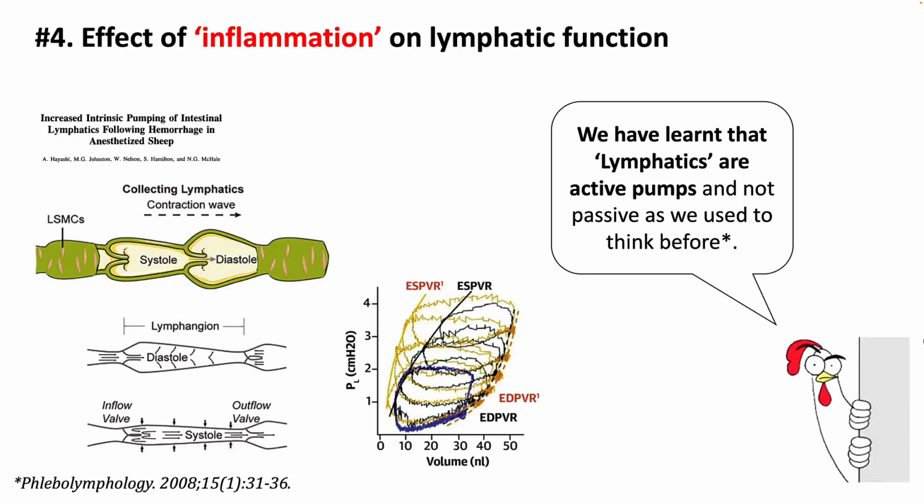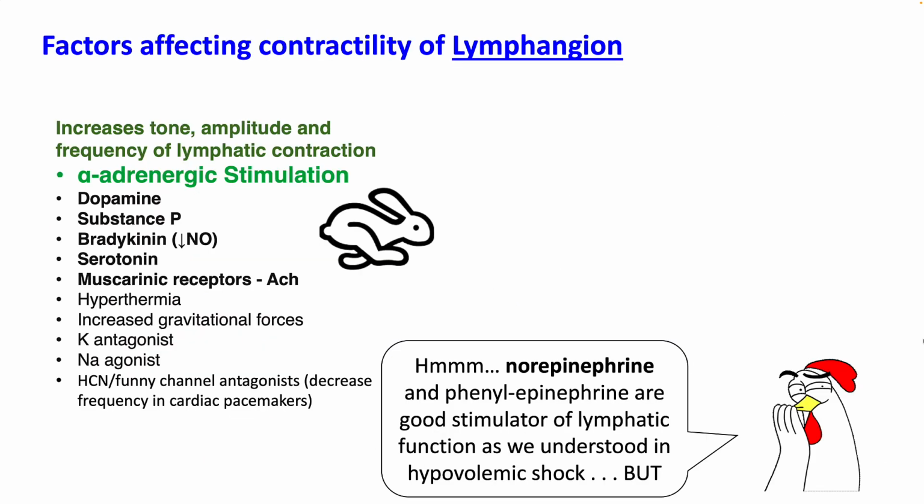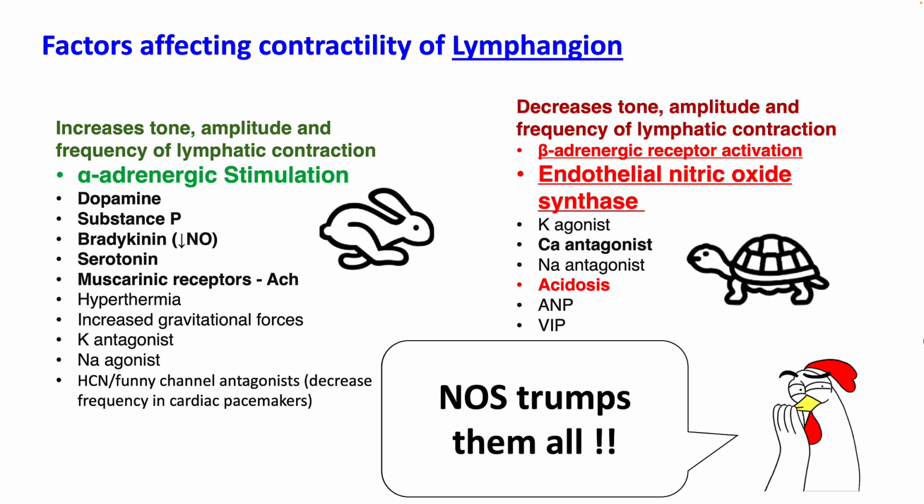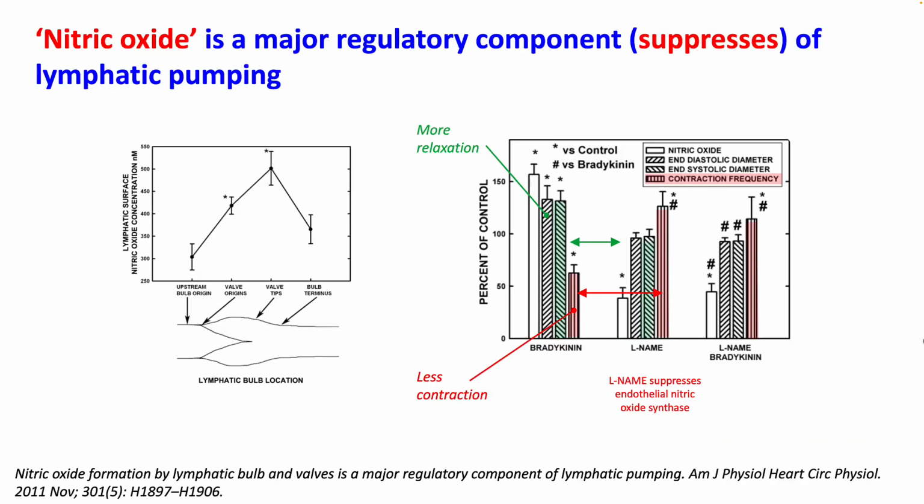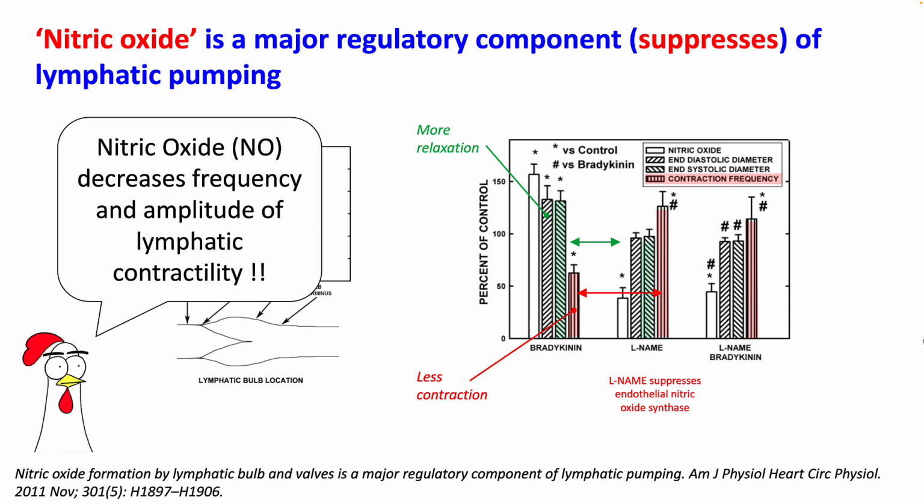Also, in the previous lecture, we learned that the lymphatics are actually active pumps and not passive. There are a lot of factors affecting contractility of the lymphangion, and norepinephrine and phenylephrine are good stimulators of lymphatic function. However, stimulation of your endothelial nitric oxide synthase trumps them all. Most of these actually work through induction of nitric oxide or its inhibition. Nitric oxide is the major regulatory component which suppresses the lymphatic pumping. So when your body makes nitric oxide, it decreases the frequency and amplitude of lymphatic contractility.